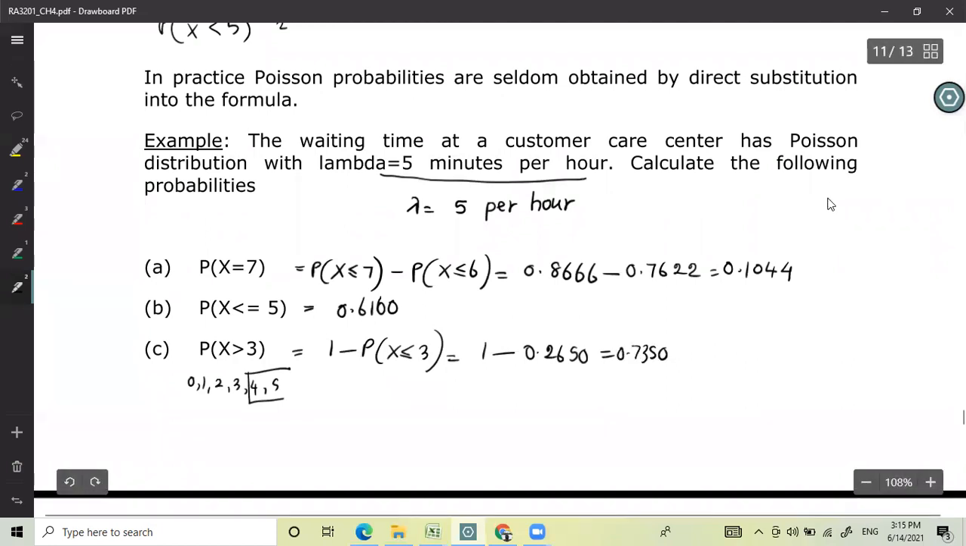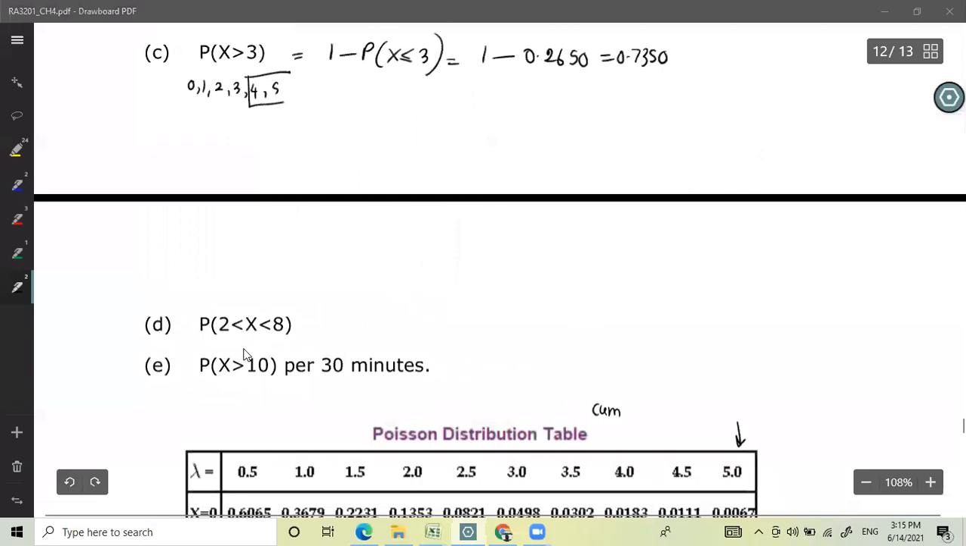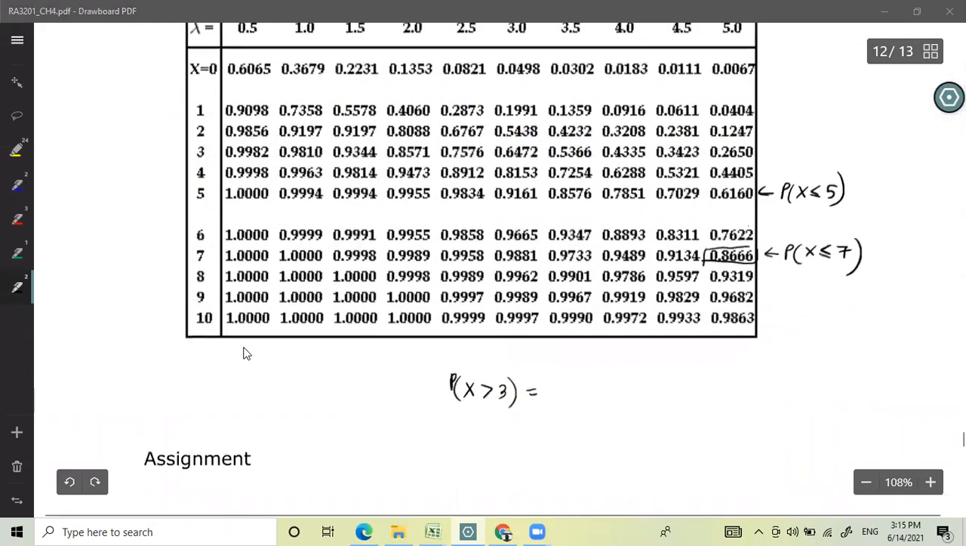Okay, so it seems like you all understood how to do it. Okay, can you find part D? 2 up to 8, both not included.